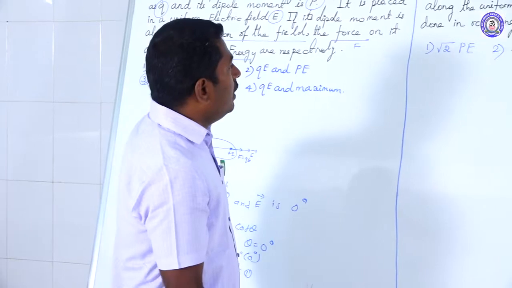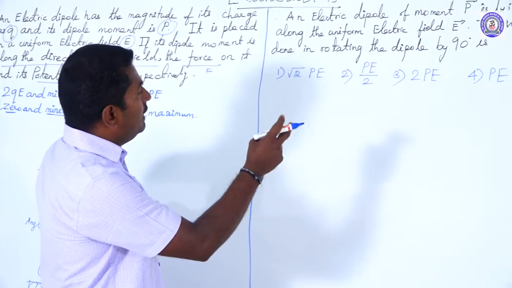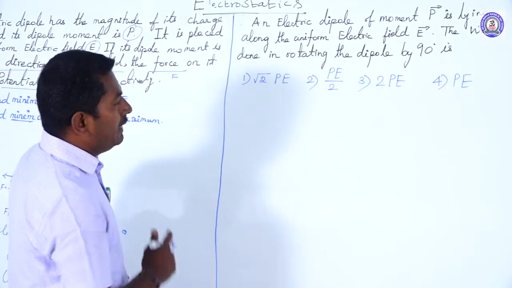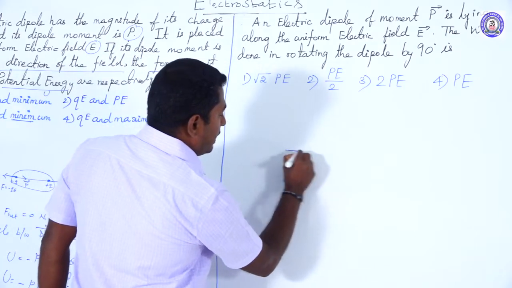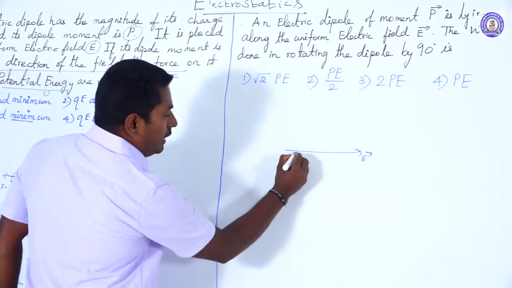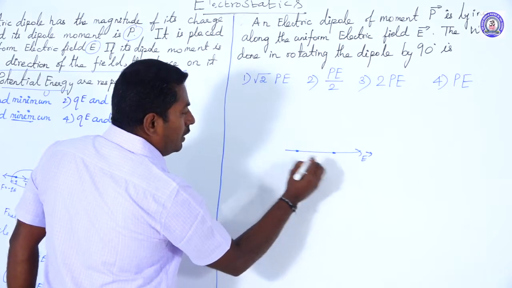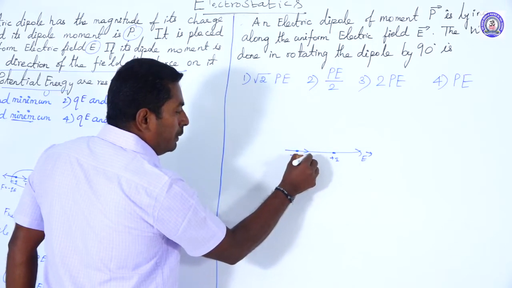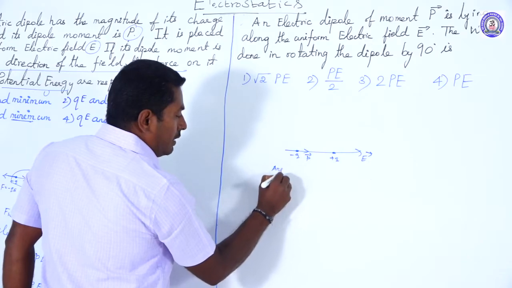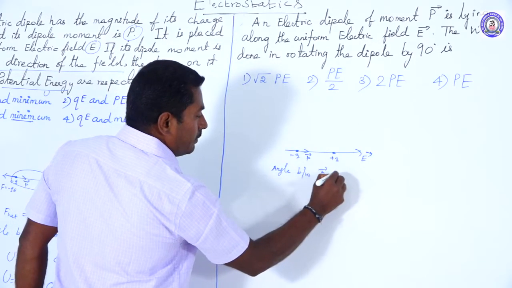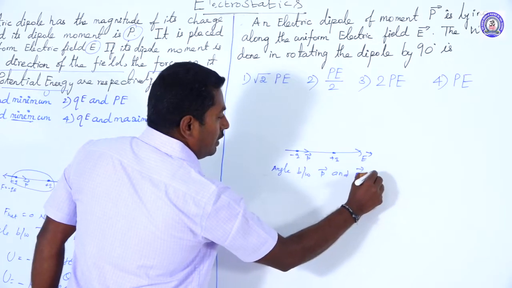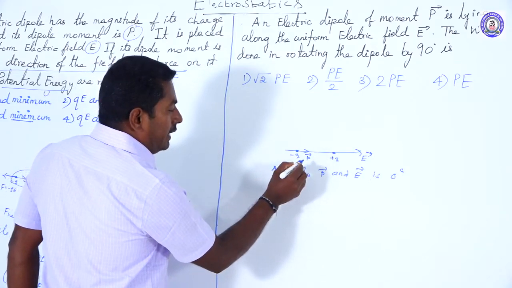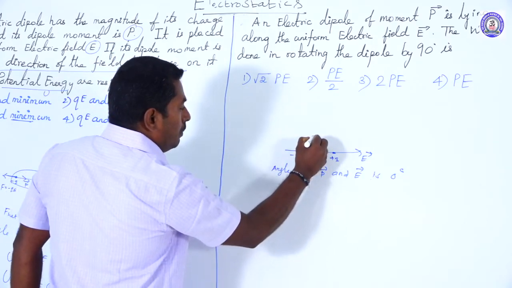So next question: an electric dipole of moment P vector is lying along the uniform electric field E. What is the work done in rotating the dipole by 90 degree? Let us consider the uniform electric field. Initially the electric dipole is lying along the direction of the electric field, with the minus q charge and plus q charge, and the dipole moment direction P. In the first case, the angle between the P vector and the E vector is 0 degree.